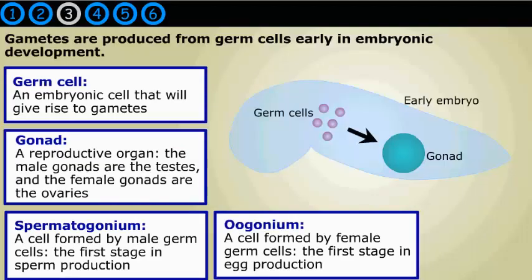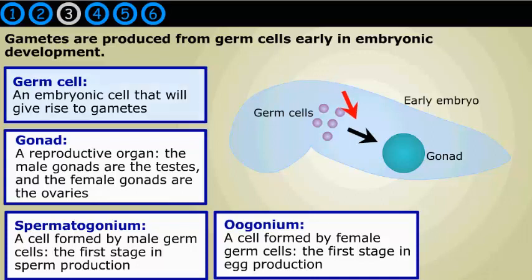In order for fertilization to take place, the male and female gametes have to be present. The gametes actually appear very early in the development of an animal. They are produced from a group of cells that are separated early on from the rest of the cells of the growing embryo. These cells that will give rise to gametes are called germ cells.